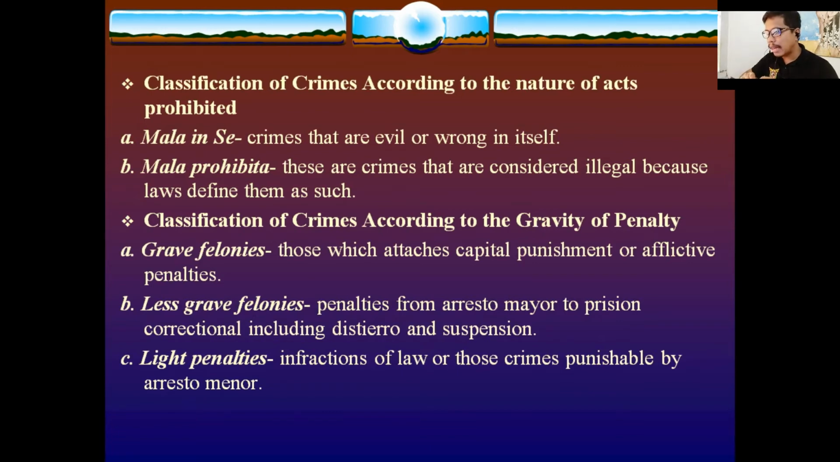So when we say mala in se, these are crimes that, if you take a look at their nature, are wrong, evil. Right? It is evil or wrong by its nature. Mala prohibita, these are not actually evil by nature. These are not wrong by nature, but they only become wrong or illegal because there is a law that regulates such act. For example, you throw your garbage anywhere. Throwing your waste is not basically evil. It is not basically wrong to throw your garbage.